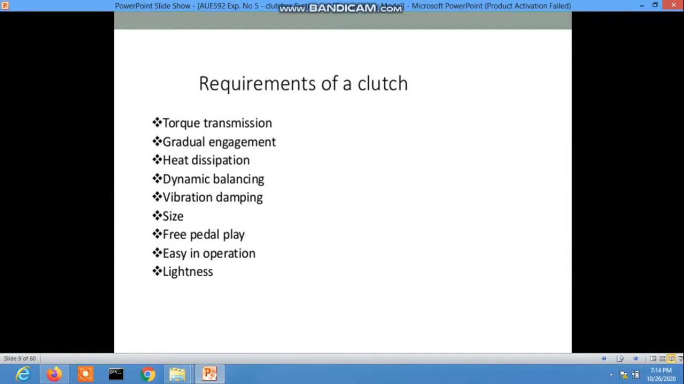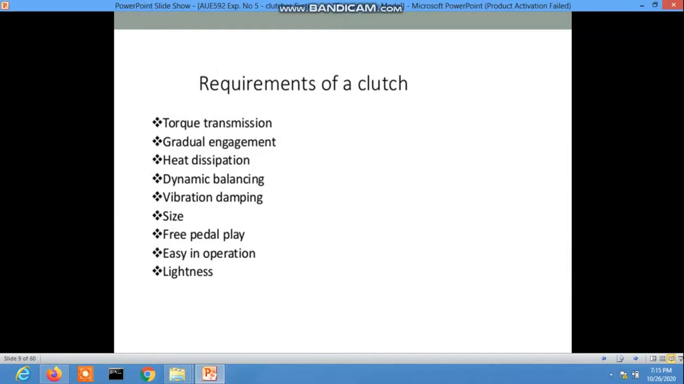Second, gradual engagement. Third, heat dissipation. Fourth, dynamic balancing. Vibration damping. Size is more important to us, because when you increase the size, the torque is increased. So as per the design, you have to select the proper size of clutch.